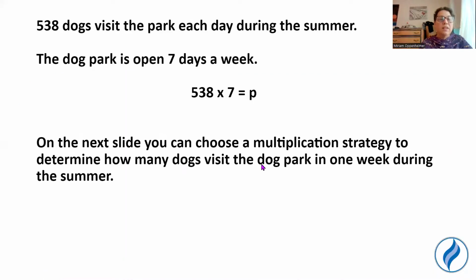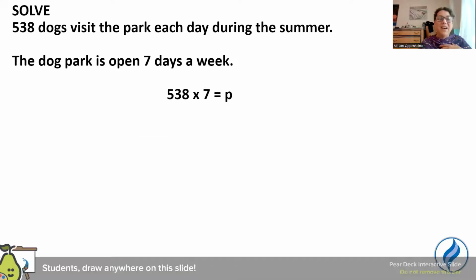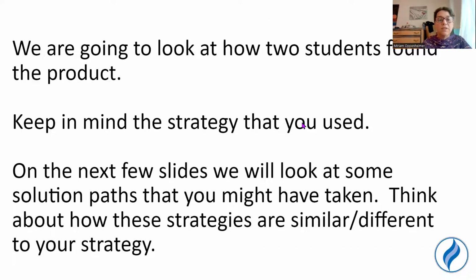Okay, so on the next slide, you can choose a multiplication strategy to determine exactly how many dogs visit the dog park in 1 week during the summer. That's not a question. 538. Okay, again, not a question. We already saw this. Okay. Now they want you to tell the real answer. What is the real answer?